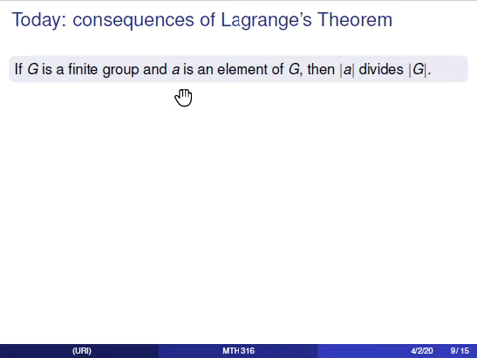All right, another quick consequence of Lagrange's theorem is this statement. If G is any finite group and a is any element of G, then the order of a has to go into the order of G. It has to divide it.